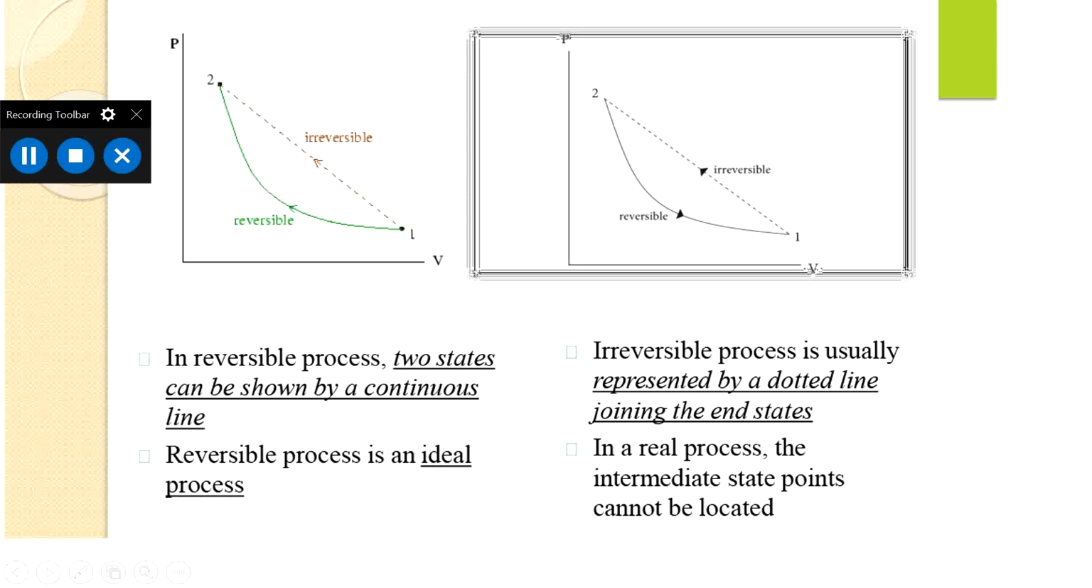An irreversible process is usually represented by a dotted line joining the end states. In a real process, the intermediate state points cannot be located. That means if the system and the surroundings change from state 2 to state 1 through the same path, then we can say that it is a reversible process. If it is not, then it is an irreversible process.